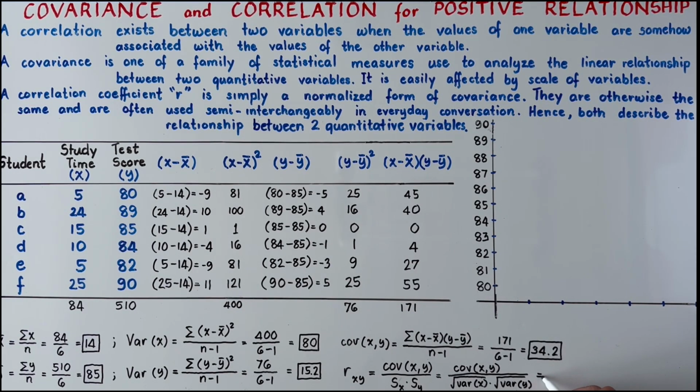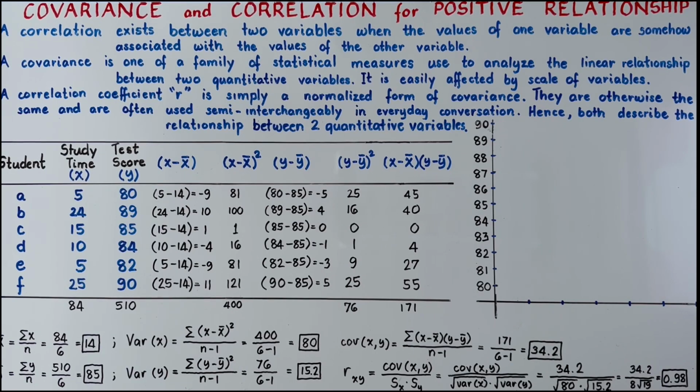And we know that the covariance between x and y is 34.2. And this will be divided by the square root of the variance of x, which is 80, multiplied by the square root of the variance of y, which is 15.2. And if you are going to multiply these two numbers here, we have 8 times square root of 19. And if you get the quotient of these two numbers, you've got a number of 0.98, which is the correlation coefficient value between x and y.